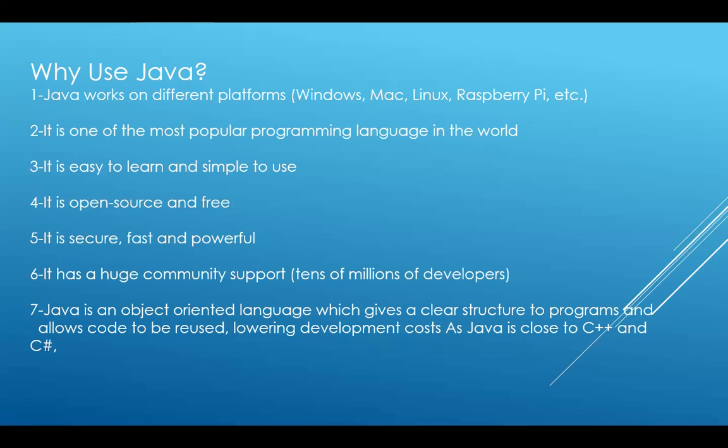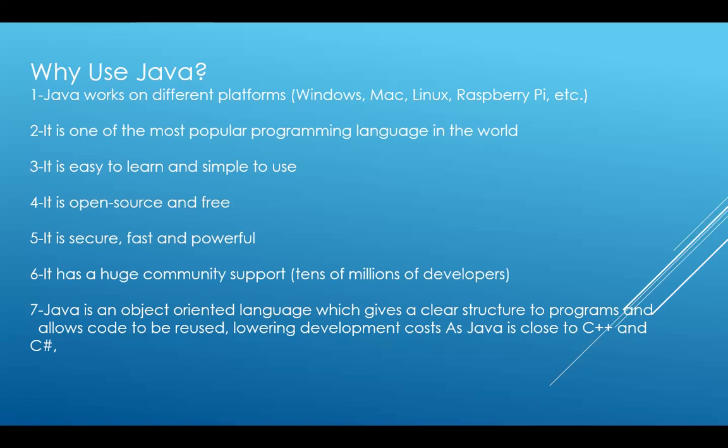Now in the next slide, why we use Java. First of all, Java works on different platforms, like Windows, Mac, Linux, Raspberry Pi, etc. It is one of the most popular programming languages in the world. Java is a king inside the market. It is the leader, and especially in banking applications, Java is a leader.